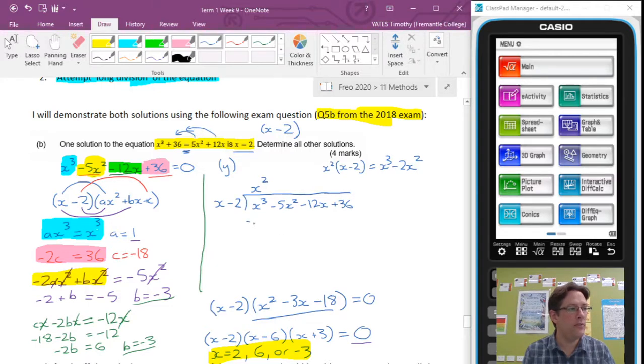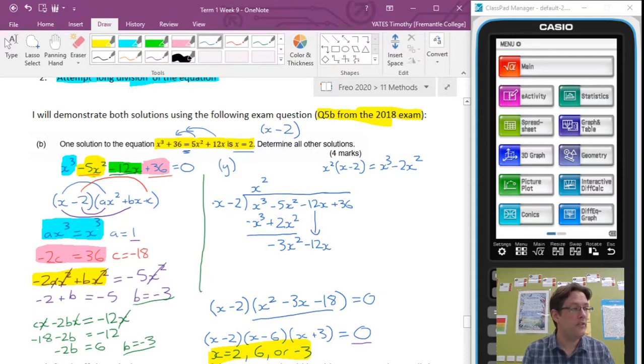So subtracting x cubed gives me negative x cubed. Subtracting 2x squared ends up with plus 2x squared. So x cubed minus x cubed is 0, which is what we expect. We expect to start cancelling these out. Negative 5x squared plus 2x squared is negative 3x squared for both of those. Now with long division, we always bring down our next one.